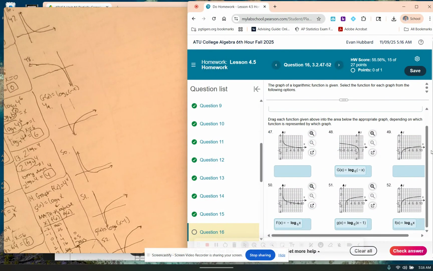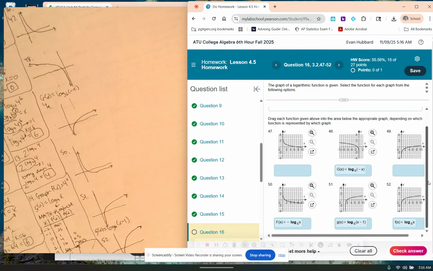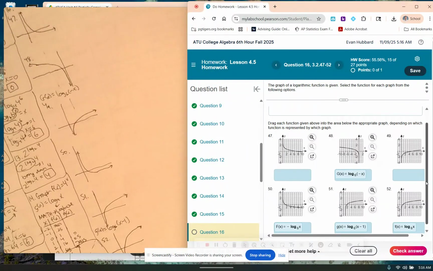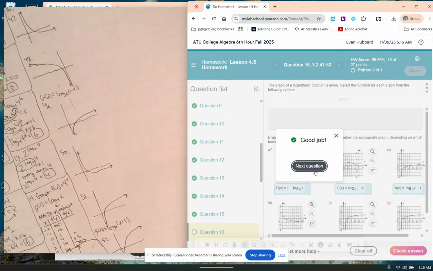Okay. Now 1 minus log is flipping because it's negative log, and then plus 1 means up 1. So it's flipping, but it's up 1. So you flip it and then you go up 1. So that would have 1, 1 on it. So which one has that? Looks like it's going to be this one right here, and then this one goes here.